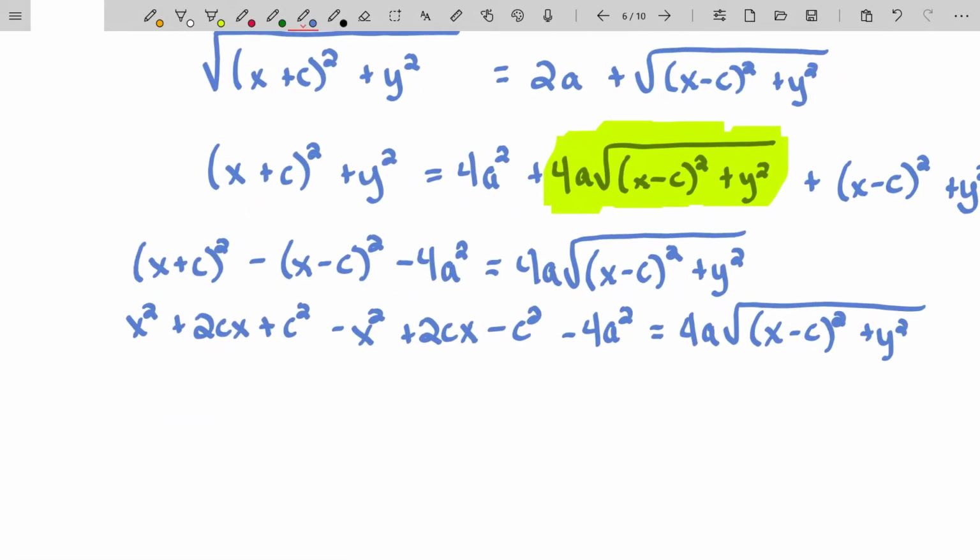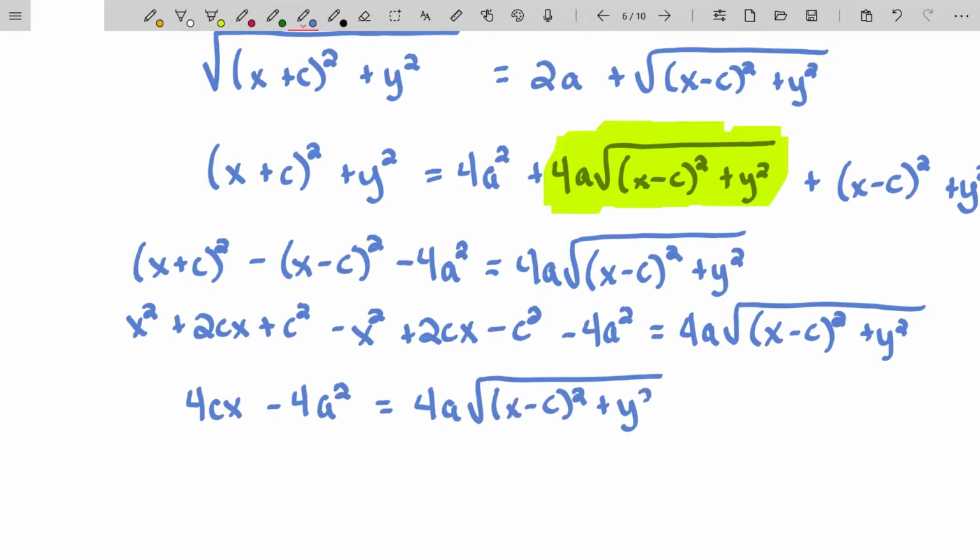Combining like terms, the x squareds cancel. We get 4cx. Let's see, the c squareds cancel. Minus 4a squared is equal to 4a square root of x minus c, quantity squared, plus y squared. And obviously everything is divisible by 4, so I'll just divide everything by 4 and we get down to that right there. This is kind of beautiful, actually.